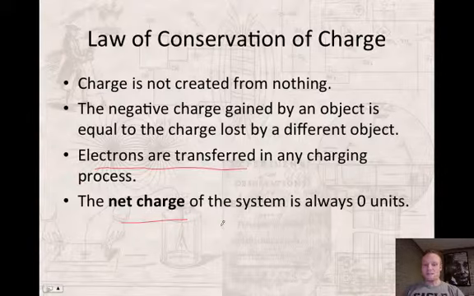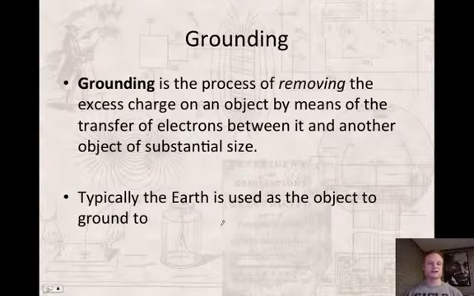So if, say, this pen in my hand gives me 2 of its electrons, now I'm negatively charged. The pen has lost 2 electrons, but I've gained 2 electrons. The overall net charge of me and the pen would be 0. So that's the law of conservation of charge.